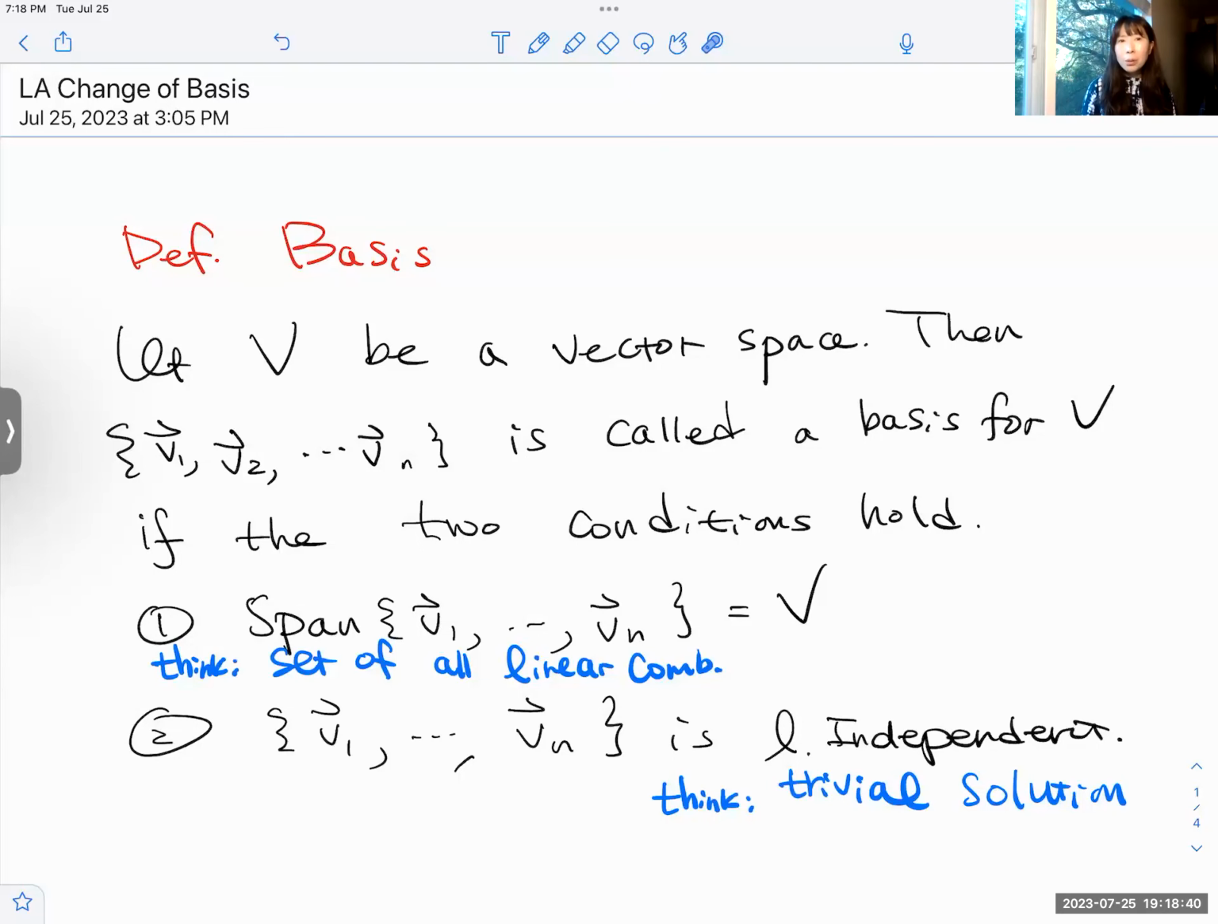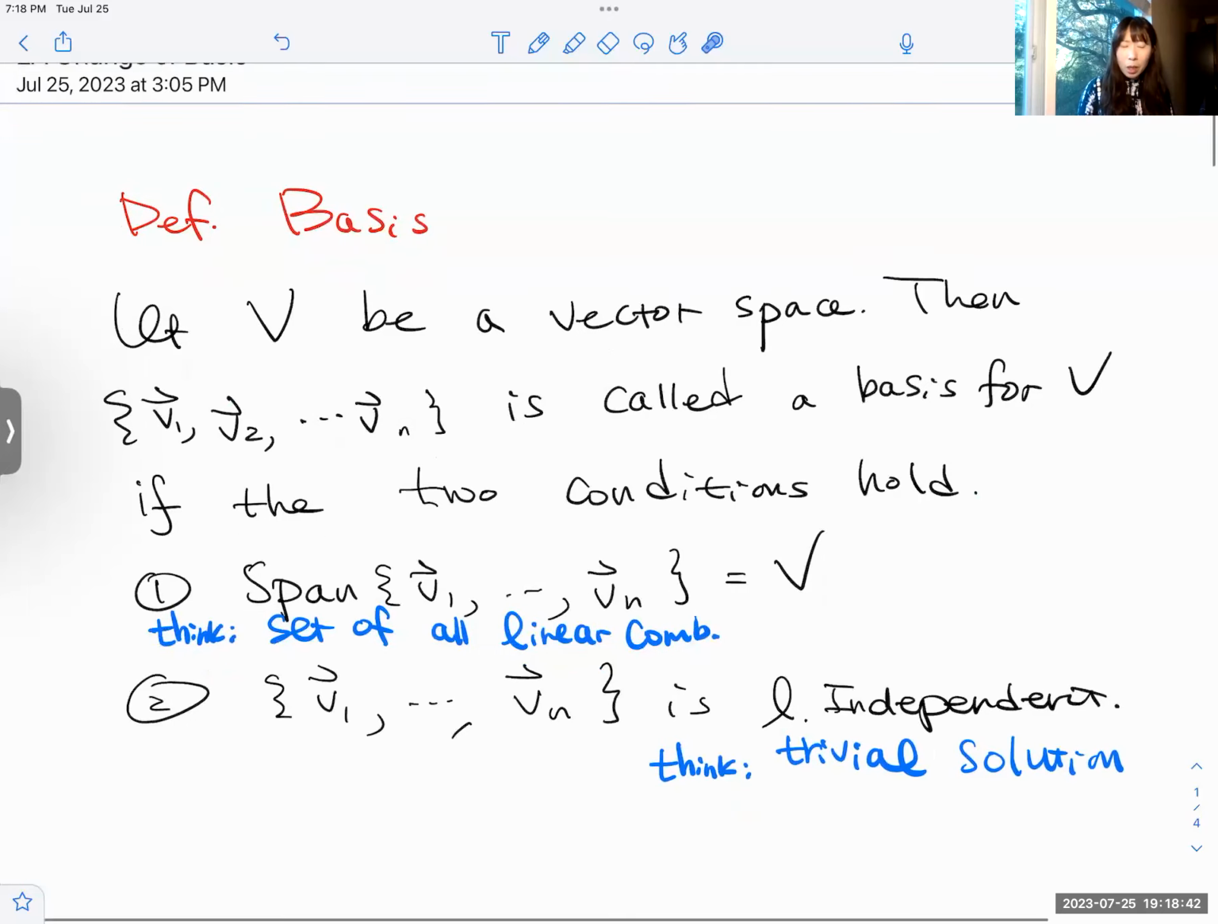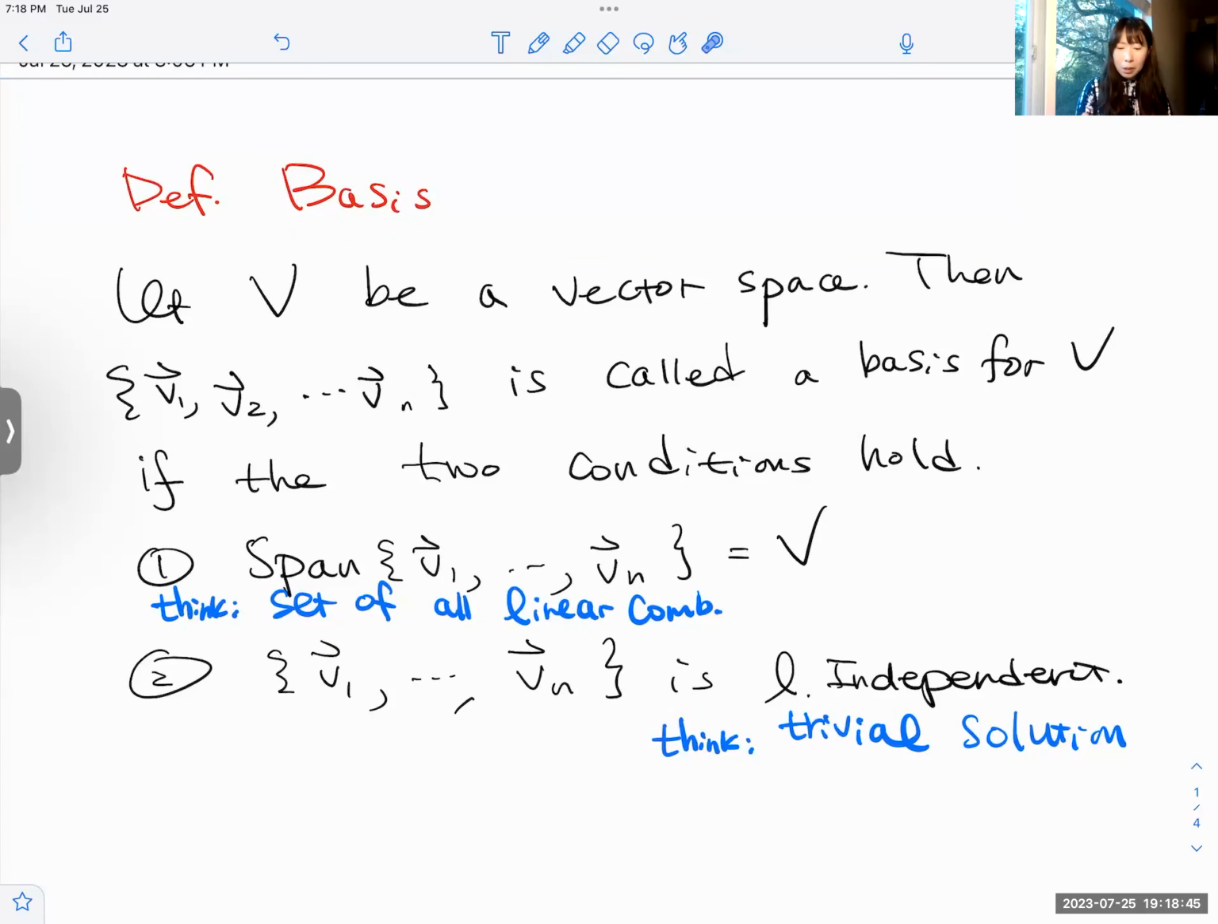Okay, so we do change of basis. We learned basis last time. We have vectors in a vector space, and we call these vectors a basis if these vectors span and are linearly independent. So we call those vectors bases when they satisfy the two conditions, okay?